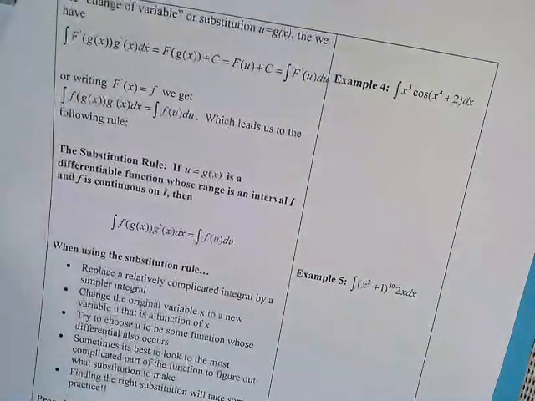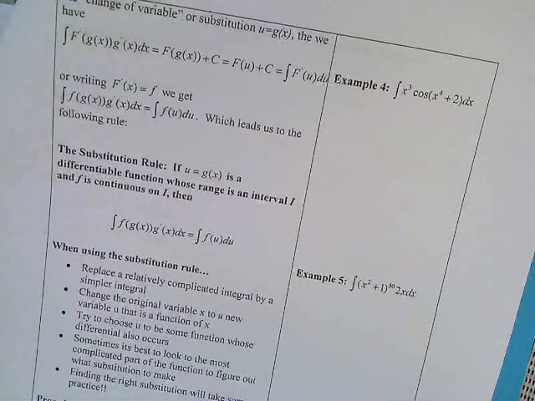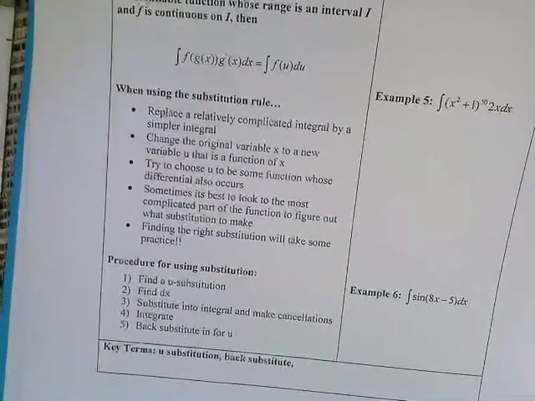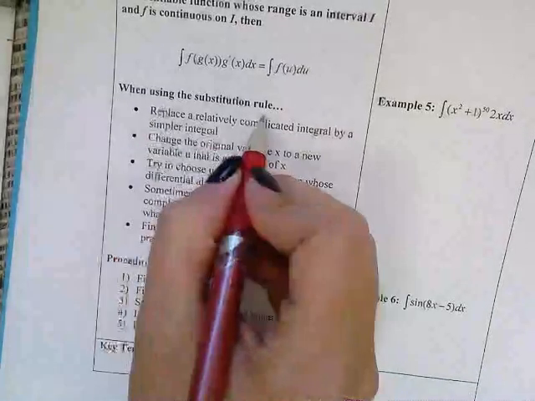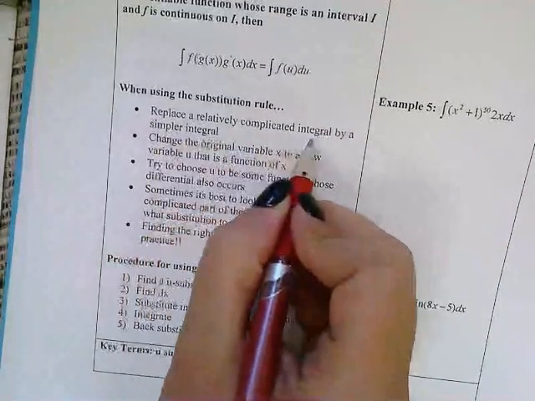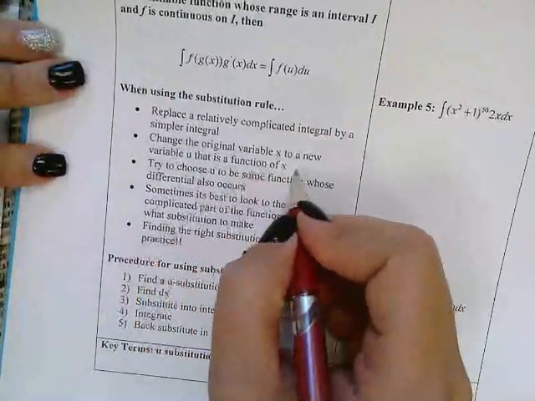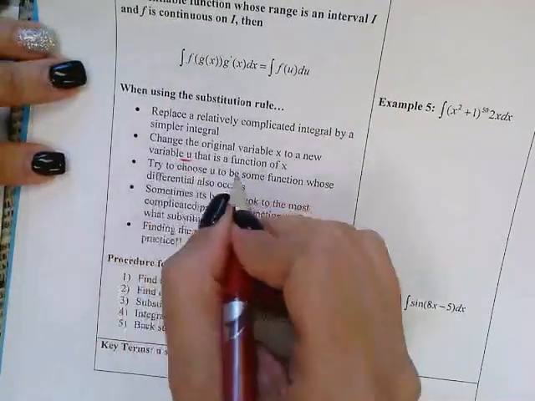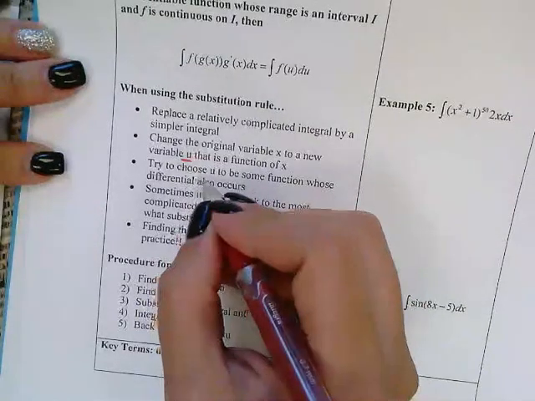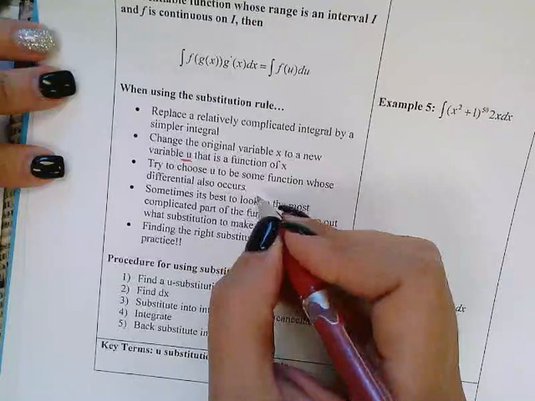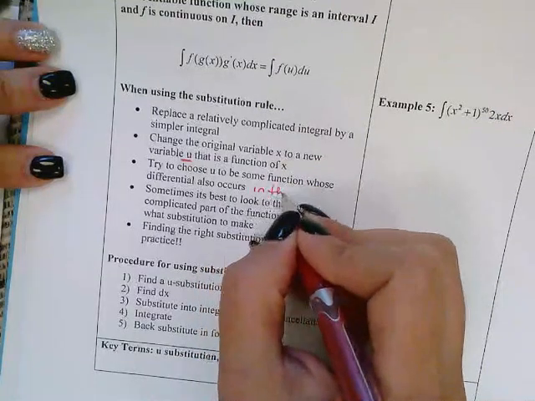All right, some more examples. And just some more of the procedures for using u substitution. So when using u substitution, you're going to replace a relatively complicated integral with a simpler integral. Change the original variable x to a new variable u that is in the function. Try to choose a u to be some function whose differential also occurs in the equation.